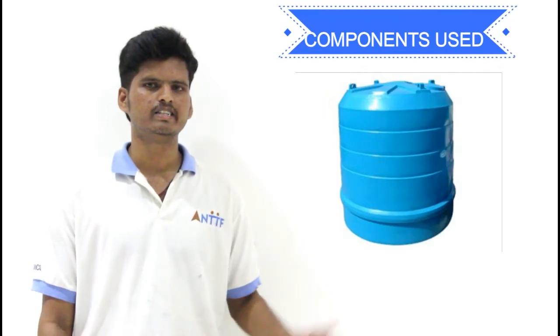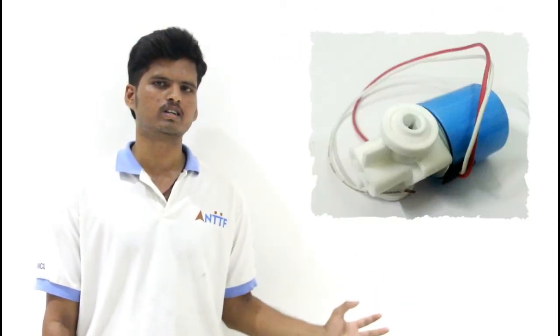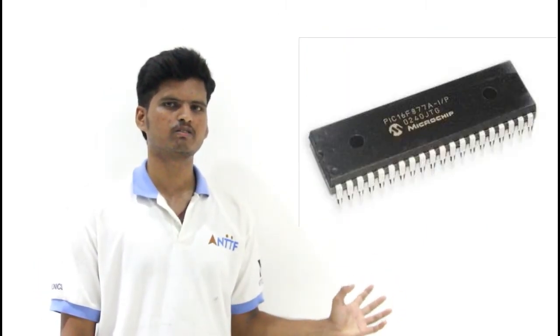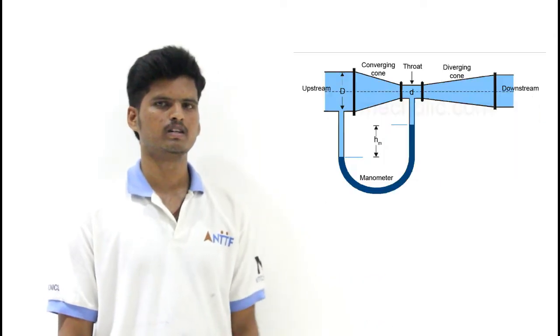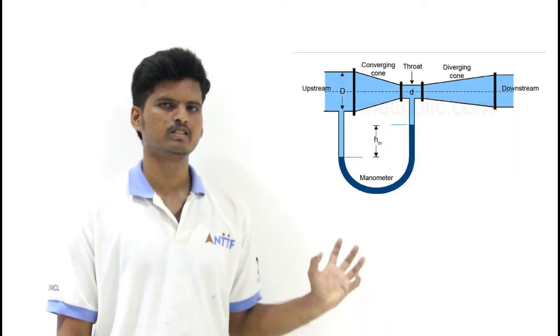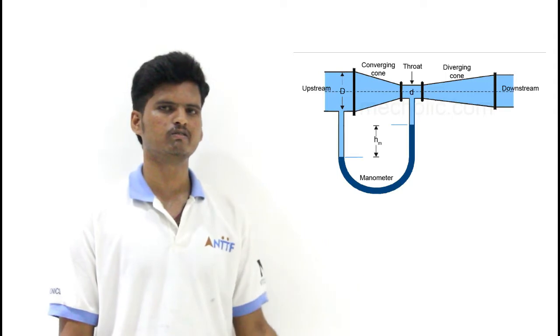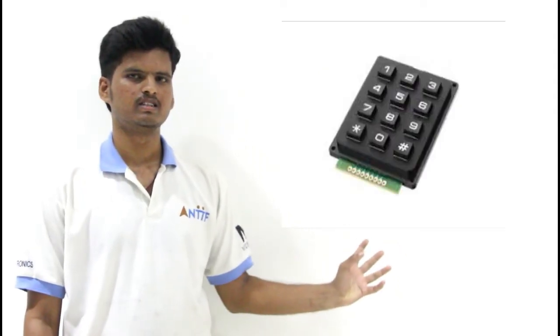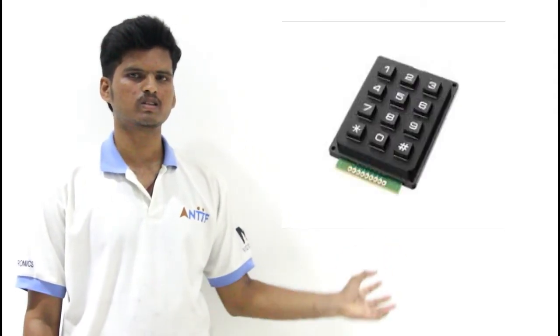These are the components we use to build our project. First, tank. It is used for storing the juice. Then solenoid tap. It is used to actuate the juice flow from the tank. PIC IC. It is used to control the actuation of the process with the help of the program. Venturimeter. It is used to measure the flow of liquid. Keypad. We give the input signal to the controller. Let us see the working of our project.